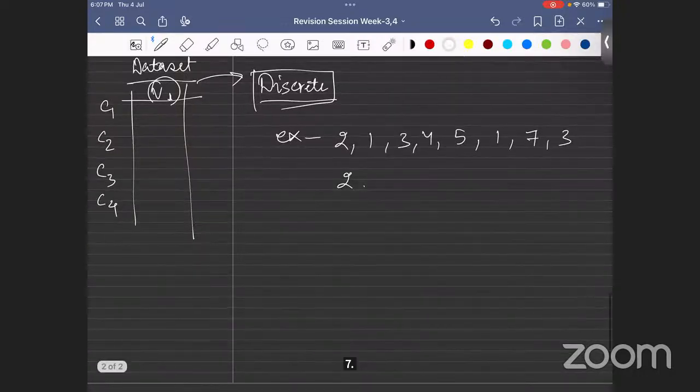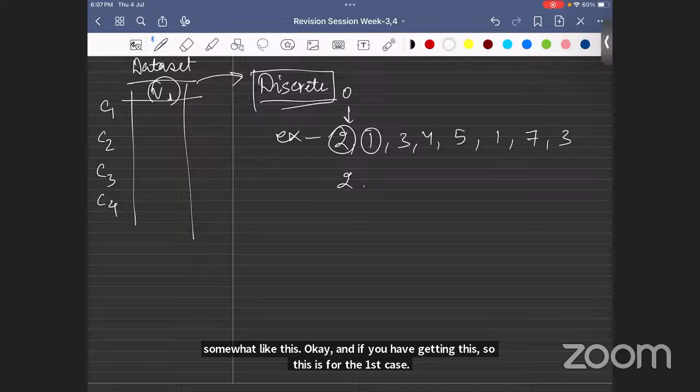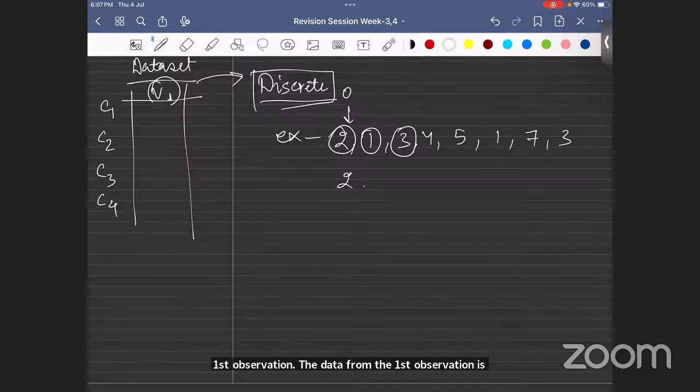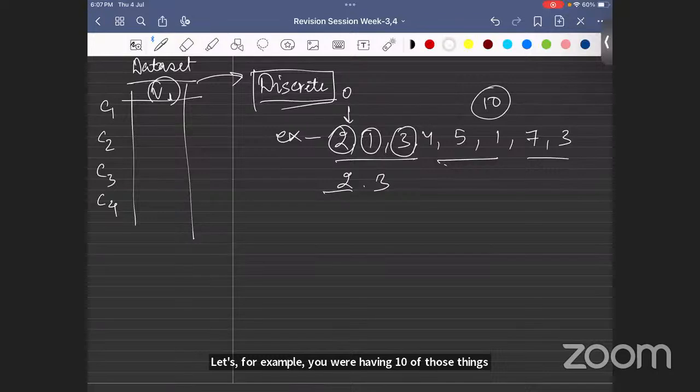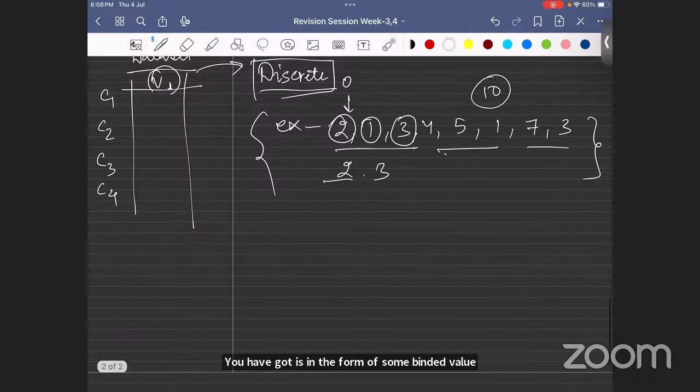This is the data from the first observation, this is from the second observation, this is from the third observation. Say we have 10 observations: you took a data set where you count the number of people present in some household, from 10 households. Now you can see that the numbers you have got are finite values that you can count, like 1, 3, 4.